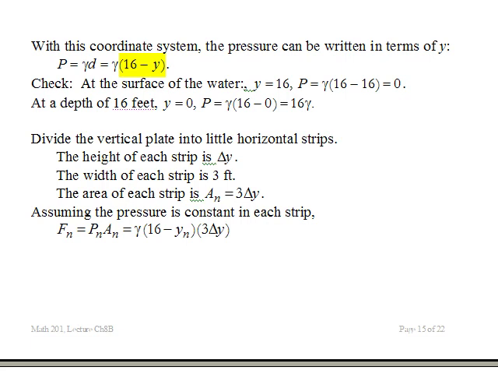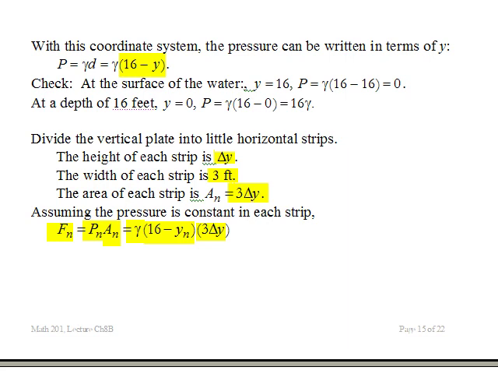Okay, now here's how these vertical problems are done. You divide the vertical plate into little horizontal strips. The height of each strip is delta y. The width of the strip, in this case because it's rectangular, is 3 feet. Therefore, the area of each little strip is 3 times delta y. Assuming the pressure is constant in each strip, the force equals the pressure in each strip times the area of the strip. Here's the pressure, gamma times 16 minus y_n, being the y value in the middle of the strip, times 3 times delta y, and now I'm going to take the limit.